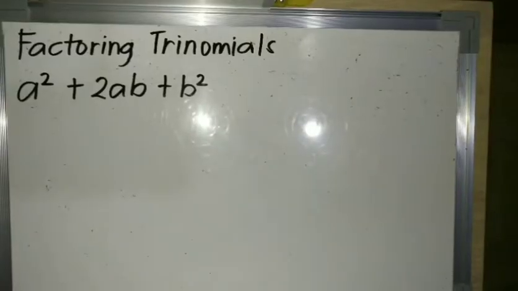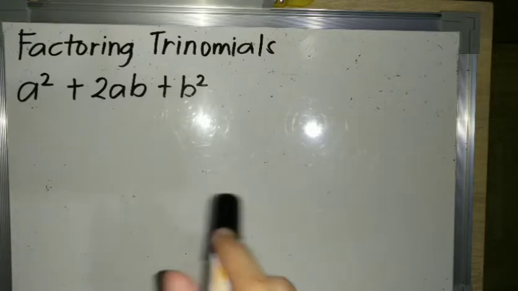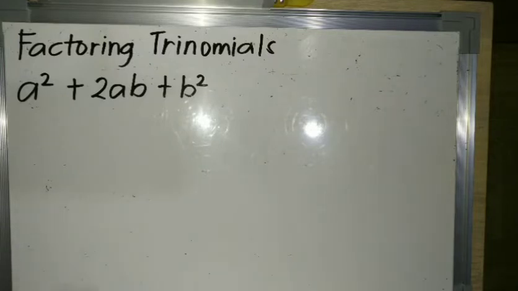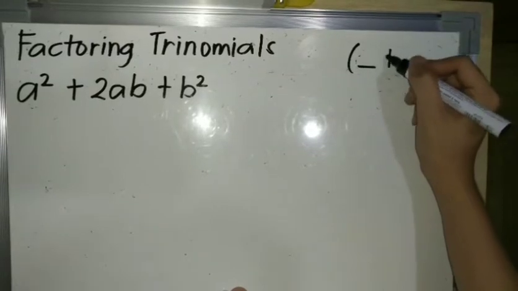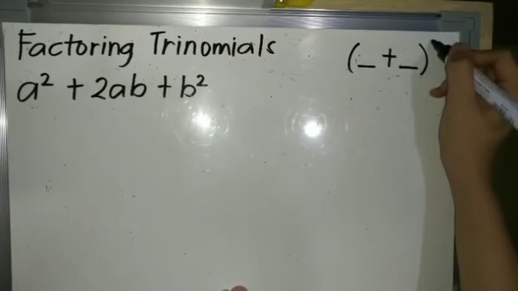For our next lesson, we have factoring trinomials. So, our first example is a squared plus 2ab plus b squared. So, in this factoring of trinomials, hindi po muna natin gagamitin yung FOIL method. Bale, sa next video na po natin gagawin yun. So, in this one po, this will turn out as square of binomial. So, ibig sabihin, pag sinabi pong square of binomial, magiging ganito po siya. May term dito, plus yung another term, and then square.